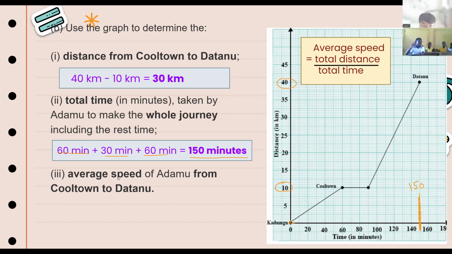Number 3, calculate the average speed of Adamu from Cool Town to Datanu. So we're finding the speed. Do you know how to calculate the speed from the graph?